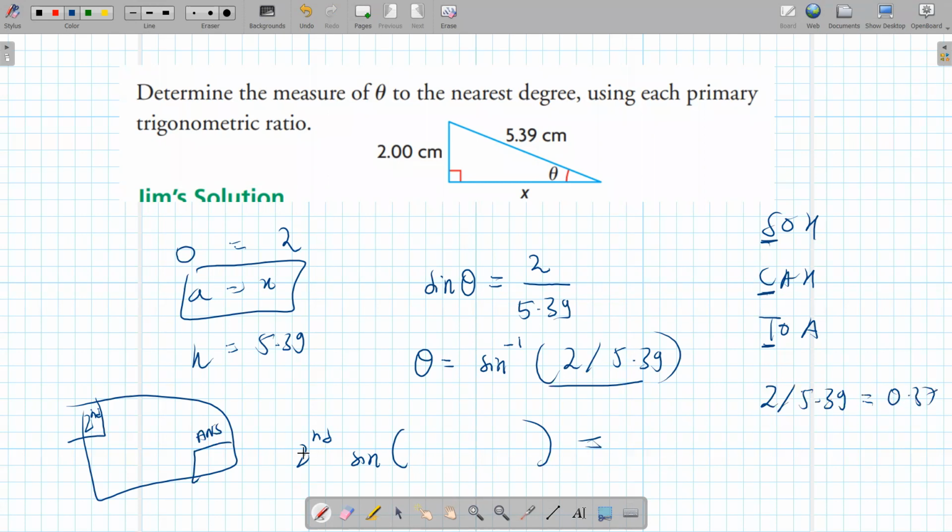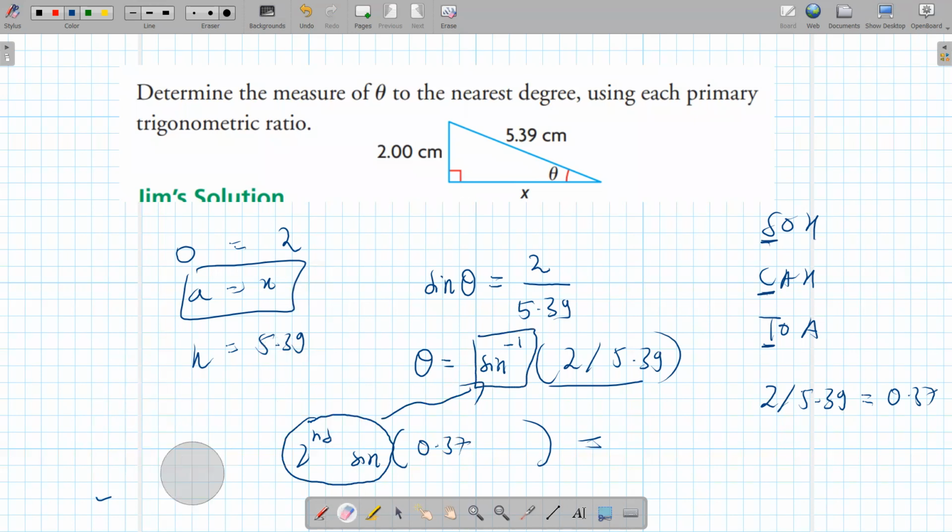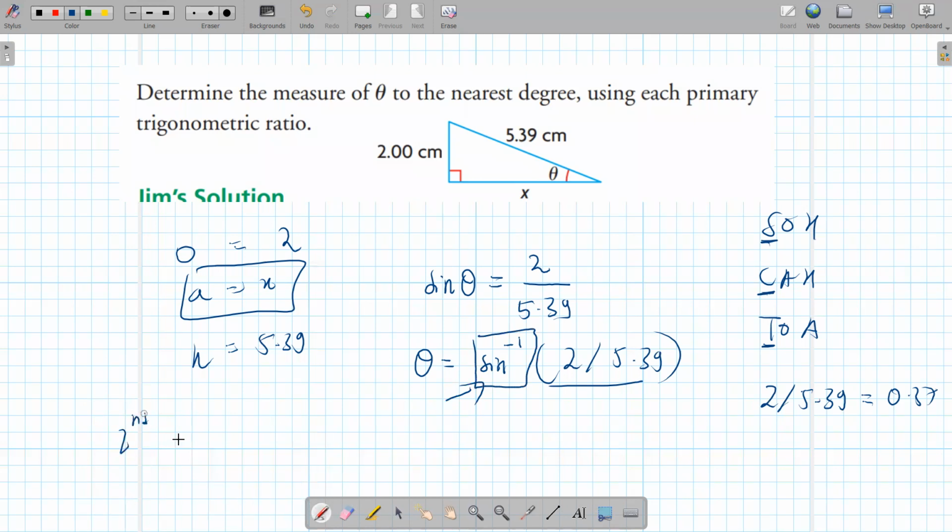And now you want to do second function sine. This should bring this function. Second, this is one input. Don't do sine twice. Just do as you see it here. You want to do second function sine. Press that. What does that give?